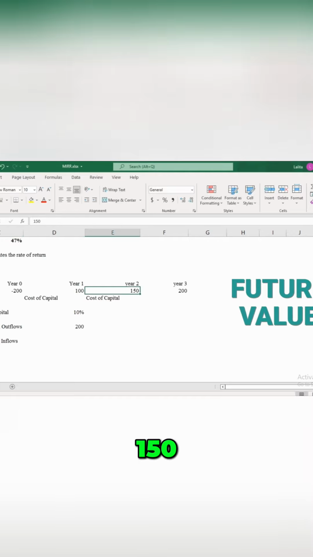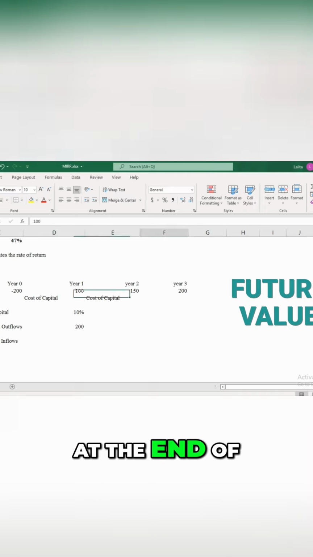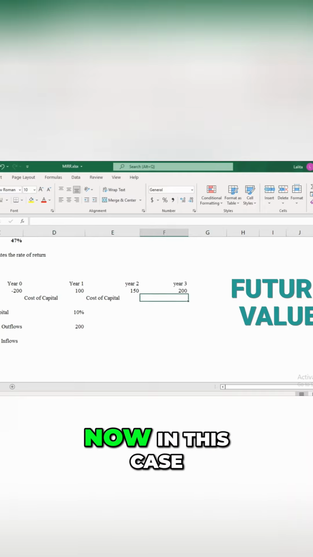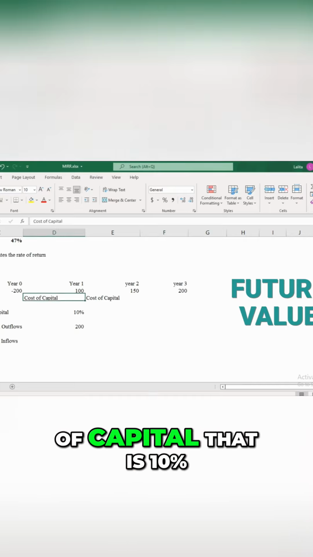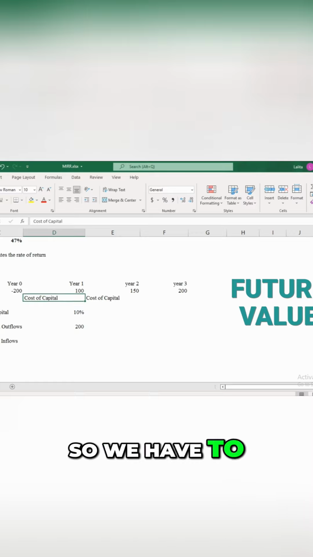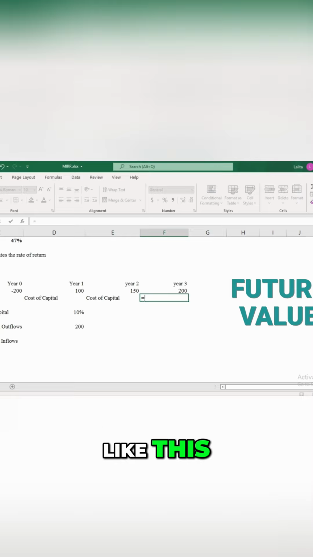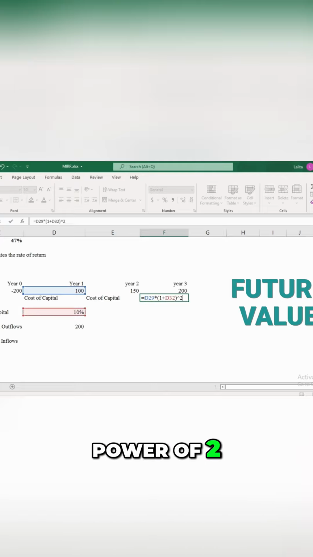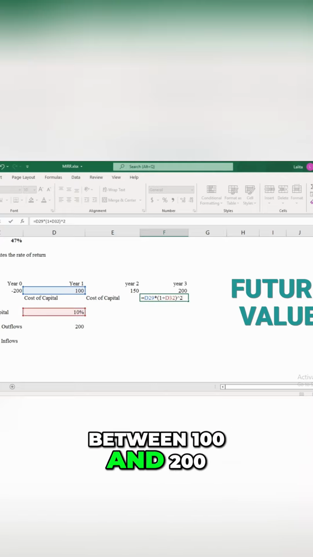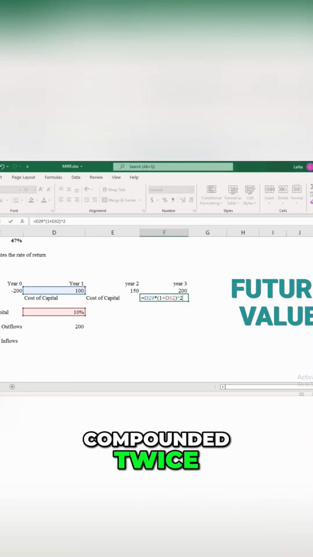$100, $150 and $200, these are the cash inflows. We need to find the future value, that is the value at the end of year 3. In this case our assumption is that $100 will be reinvested at the cost of capital, that is 10%. So we have to find the compounding effect of this $100. It will be 100 multiplied by 1 plus 10%, that's the cost of capital, to the power of 2, right? Because between 100 and 200 we have 2 years, from year 1 to year 2 and year 2 to year 3. So it gets compounded twice.